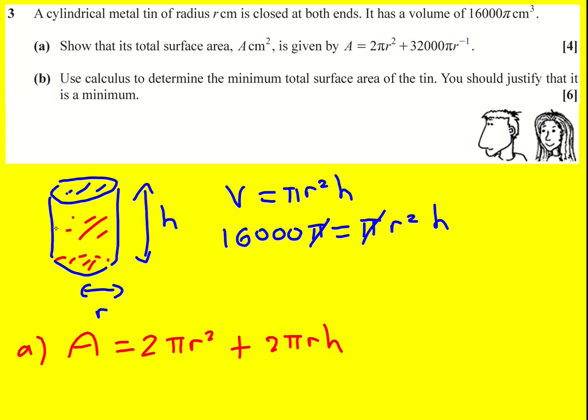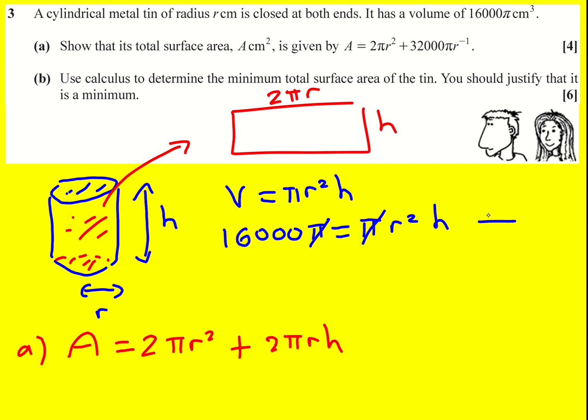The reason being is that when you open this out, it will become a rectangle with height h, and the length is going to be the perimeter of the circle, which is pi d or 2 pi r. So that's where this came from. So we're well on our way now. It's just that I don't want h in my answer, but we can see now I've got this up here that I can deal with. I can make h the subject, so it's going to be 16,000 divided by r squared.